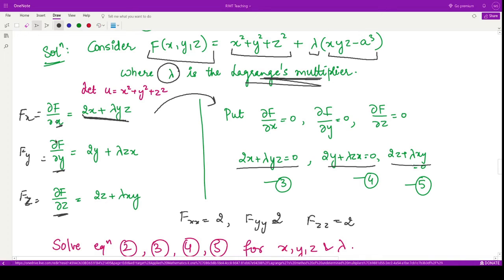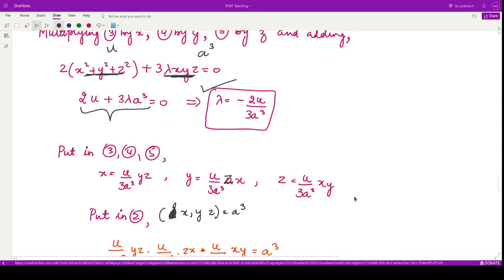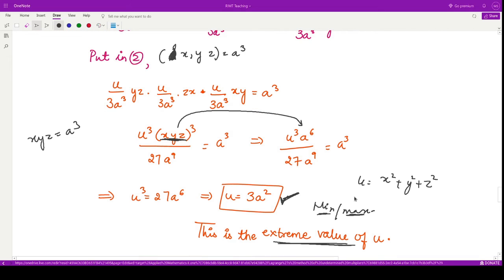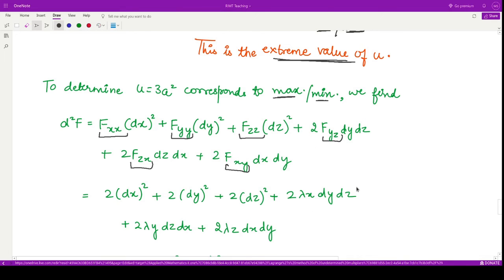And similarly, when you compute fxy, what would be this? You are taking the derivative of this first term with respect to y. So this would be lambda into z. And similarly, you can compute the other terms. So once you have all these values, you can substitute in the expression for d2f. What is the expression for d2f? It is equal to this one.